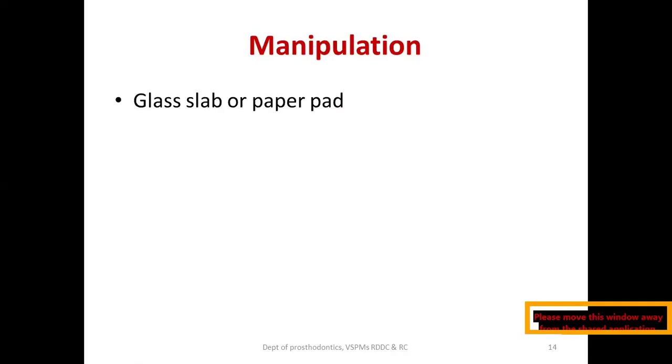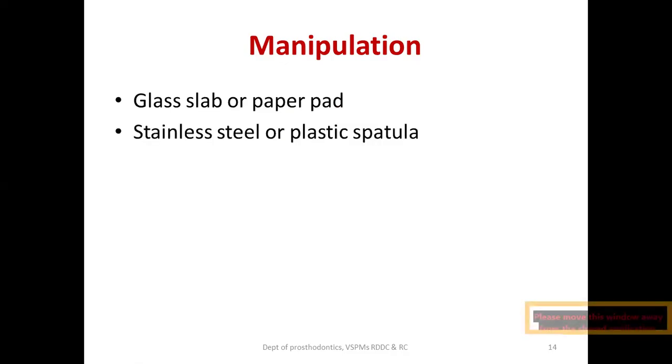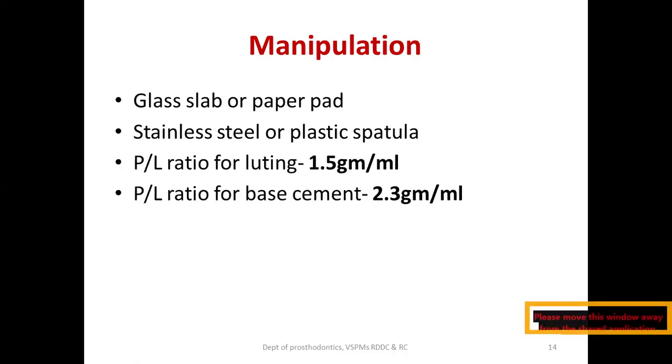Now, how will the manipulation of the cement be done? You can use a glass slab or a paper pad. Yes, you can use your mixing paper pad because this is not an exothermic reaction, so there is no need to compensate or dissipate the heat. You can use either a stainless steel spatula or a plastic spatula. Then the powder liquid ratio for luting consistency is less, that is 1.5 gram for 1 ml, and the powder liquid ratio for the base is a little higher, that is 2.3 gram per ml.